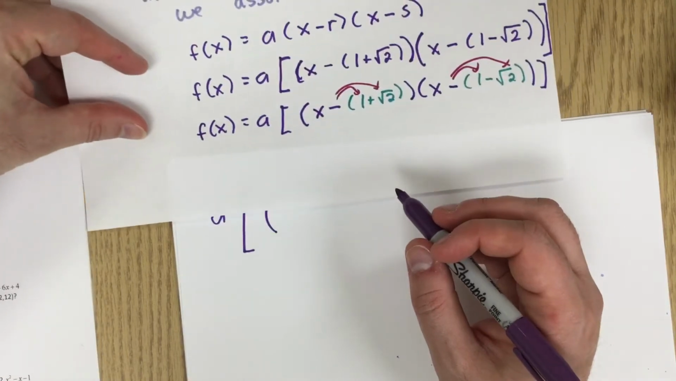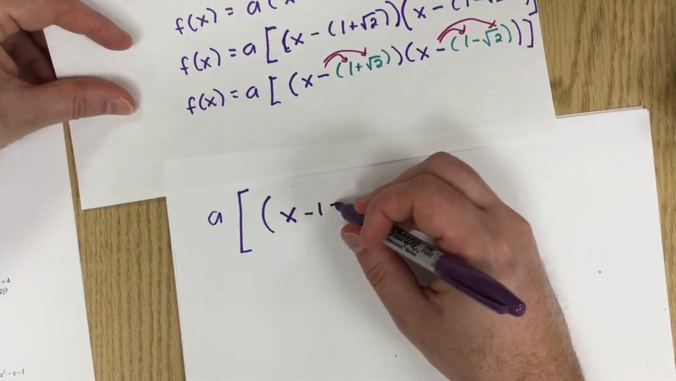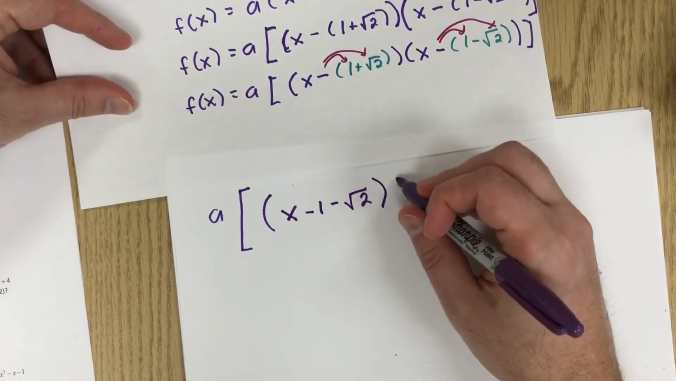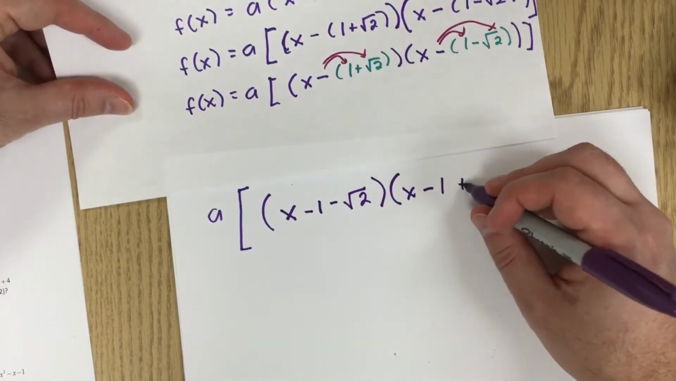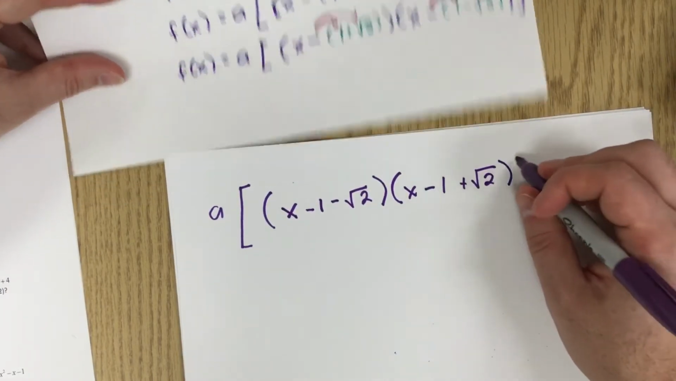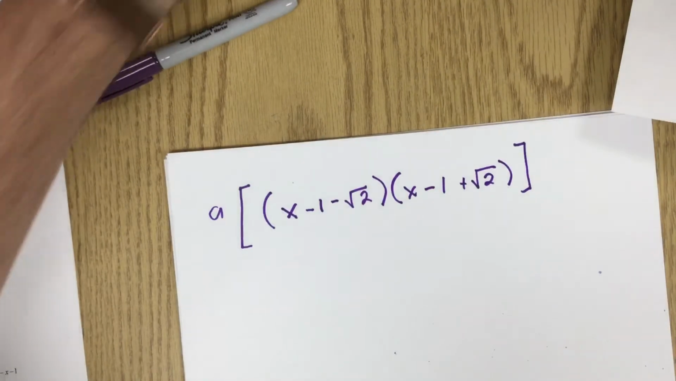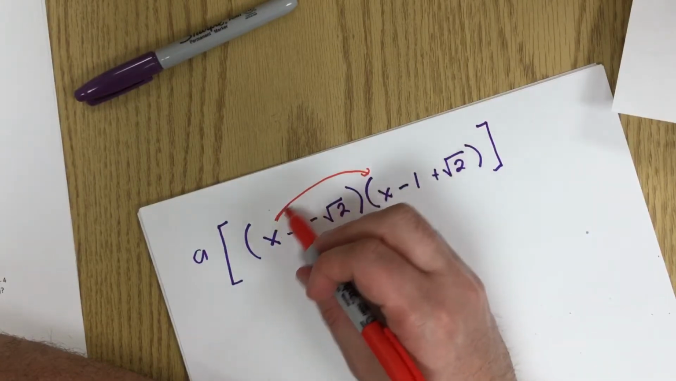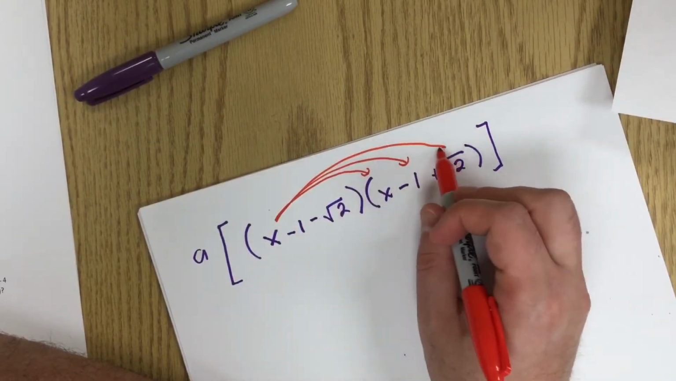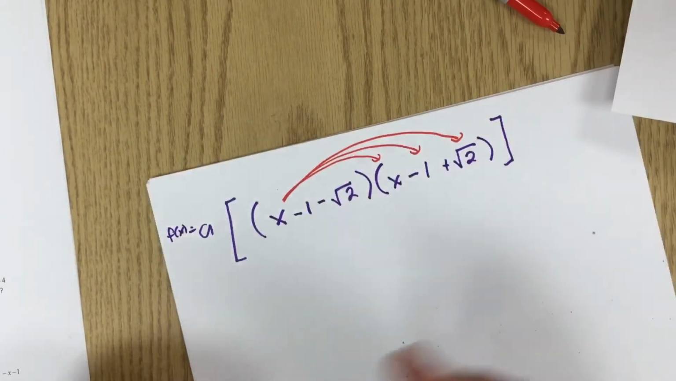let's see, we've got x minus 1 minus root 2, and then x minus 1, and a negative times a negative is plus root 2. Okay. So now we're going to expand these guys. This x is going to multiply by this one, and this one. So why don't we do that first?